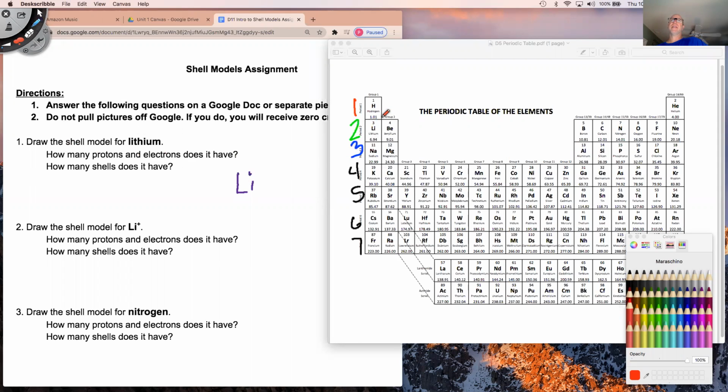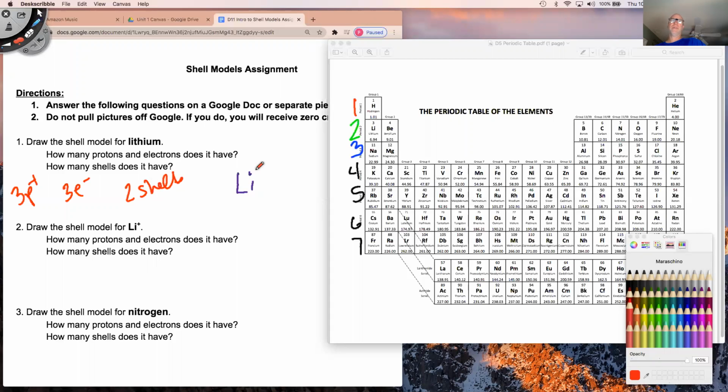Well, let's find lithium. So lithium is right here. Lithium is element number 3. So how many protons and electrons does it have? There are 3 protons and 3 electrons. How many shells does lithium have? Well, it looks like lithium's going to have 2 shells. We can always change that answer if we need to.